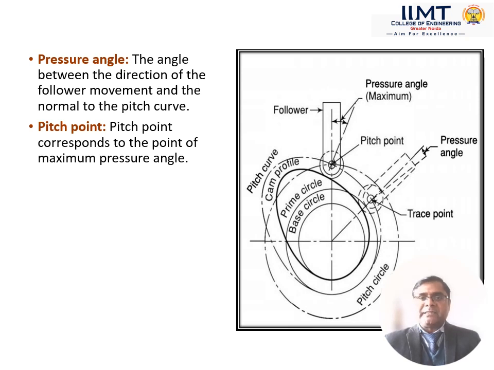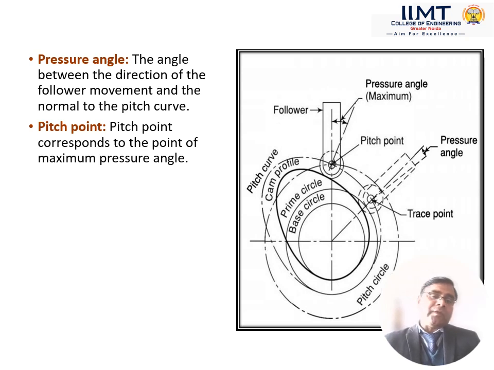Next one is the pressure angle. Basically, pressure angle is the angle between the axis of the follower and the normal to the pitch curve. If we draw the line normal to the pitch curve, as you can see, the angle between the axis of the follower and that line is known as the pressure angle.